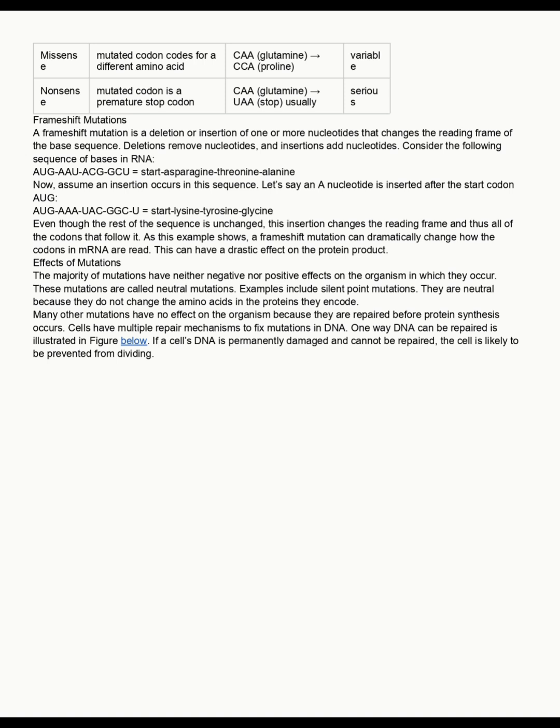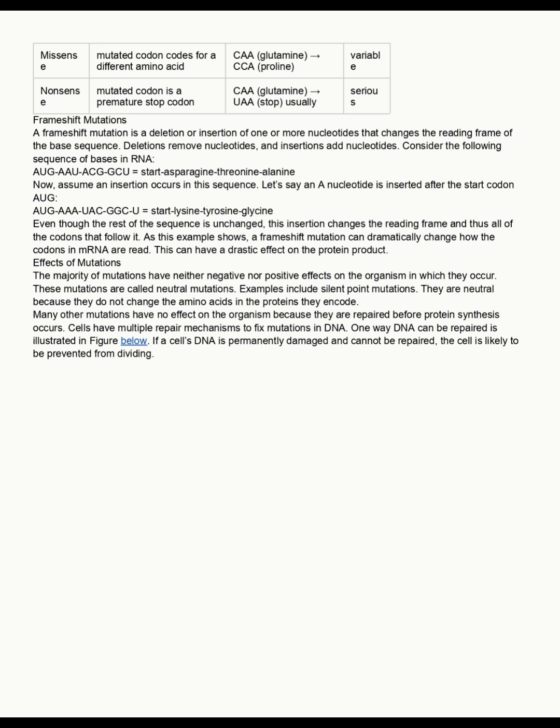Effects of mutations. The majority of mutations have neither negative nor positive effects on the organism in which they occur. These mutations are called neutral mutations. Examples include silent point mutations. They are neutral because they do not change the amino acids in the proteins they encode.